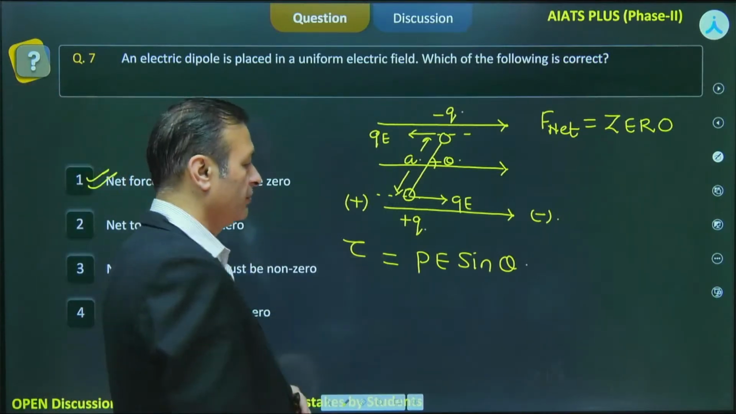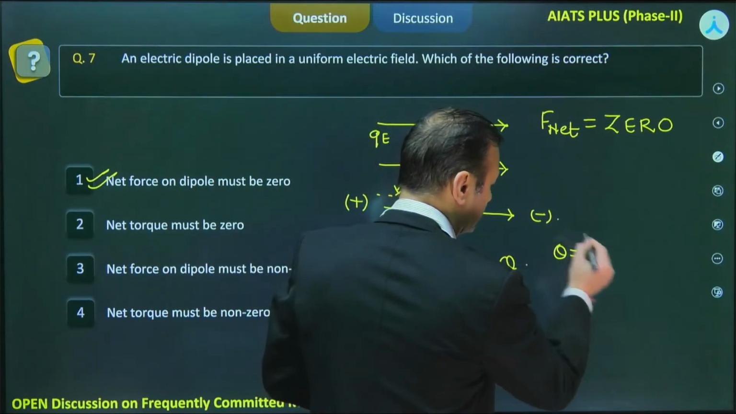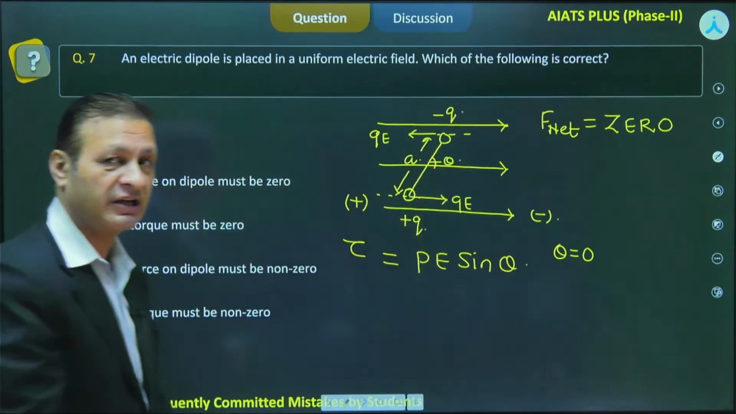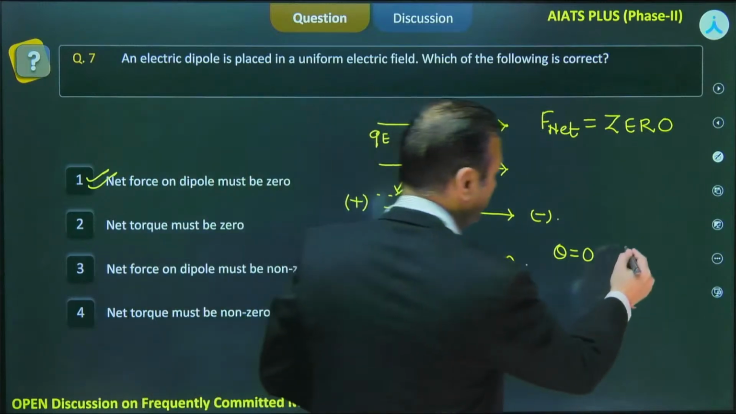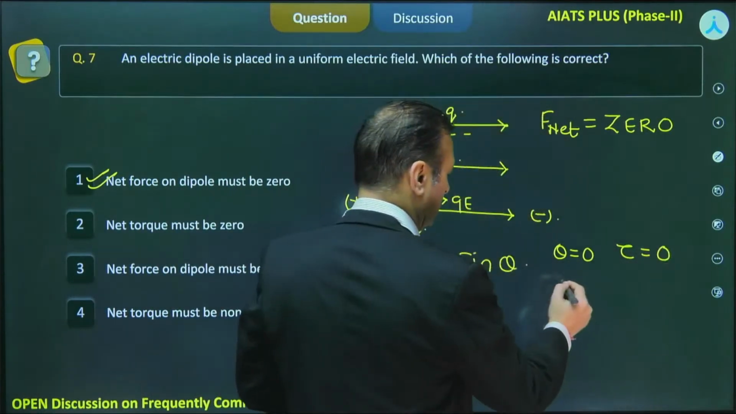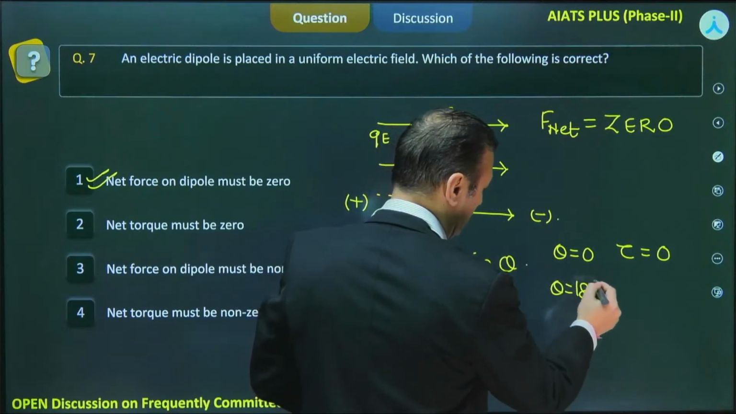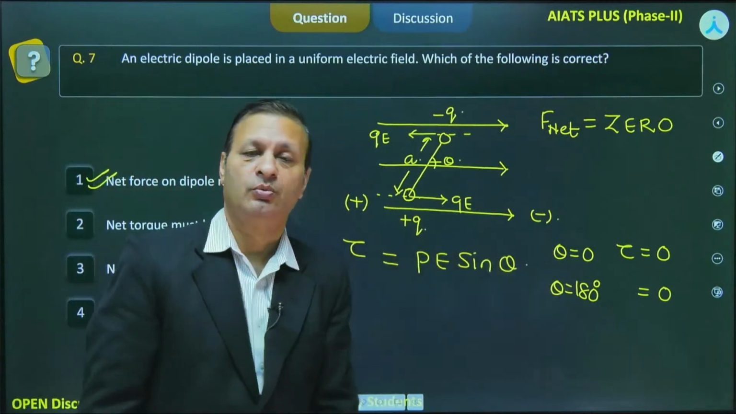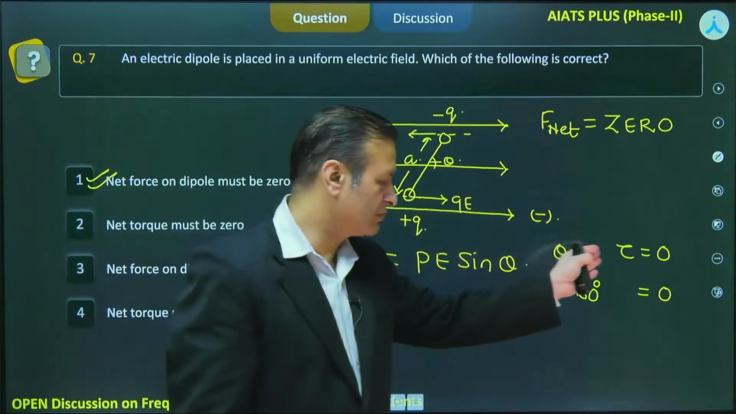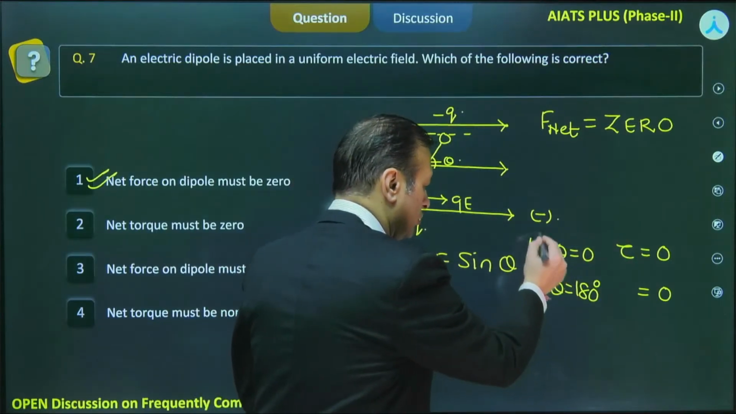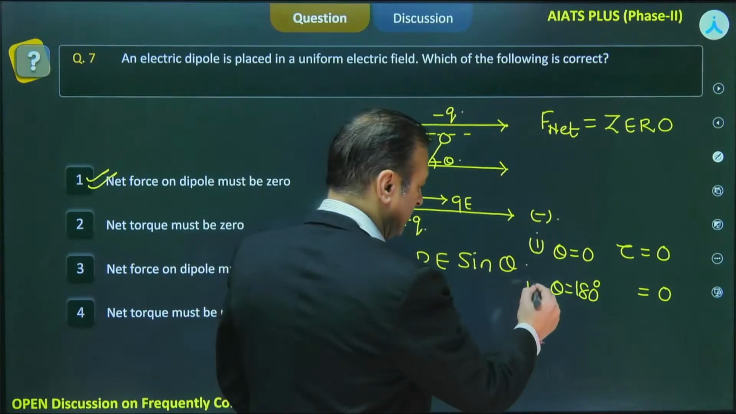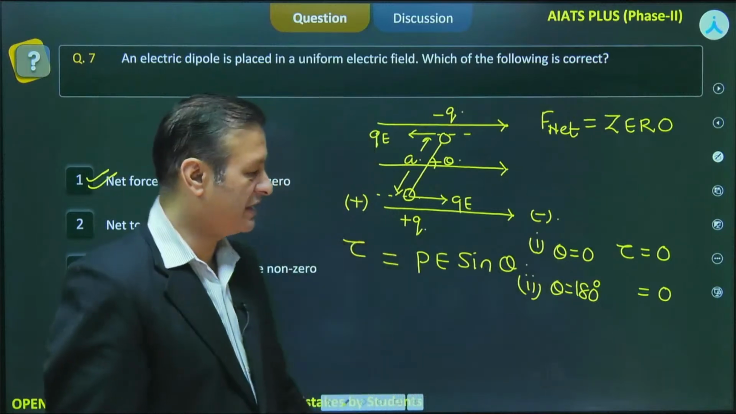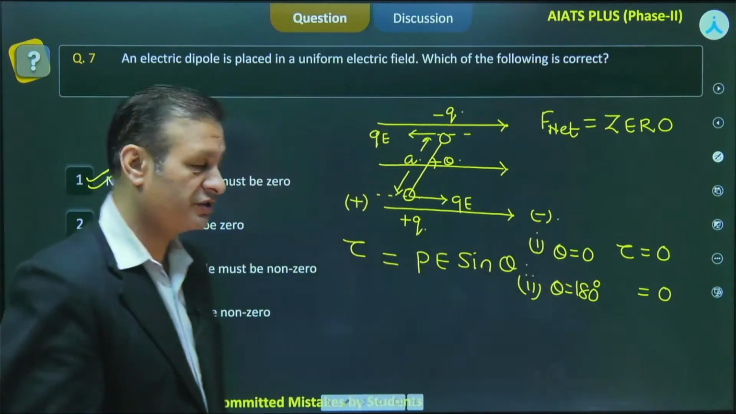The torque would be 0 if theta is 0, where theta is the angle the dipole makes with the electric field. So if theta is 0, torque is 0, and for theta of 180 degrees, torque would also be 0. So these are the positions where torque is 0. The very first position corresponds to stable equilibrium, and the second corresponds to unstable equilibrium, because here the potential energy is minimum, and in the other case the potential energy is maximum.